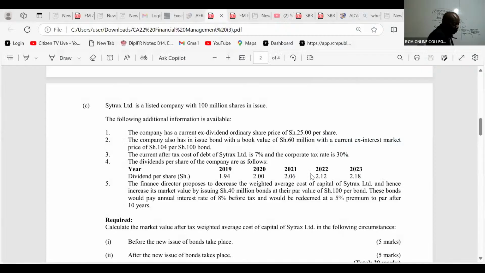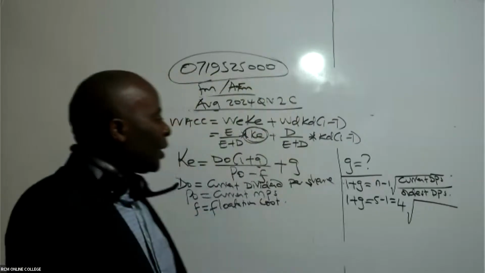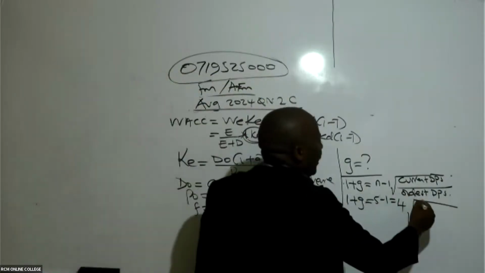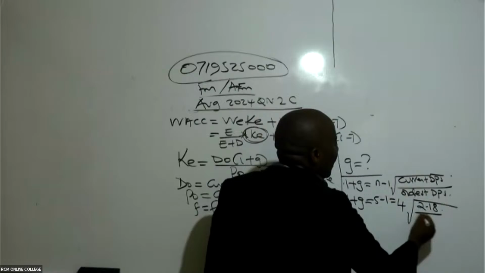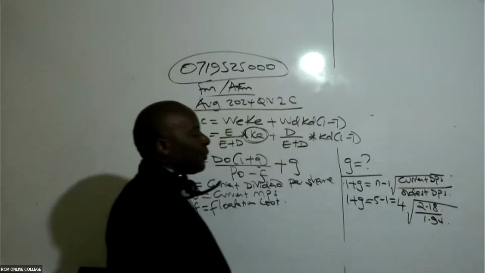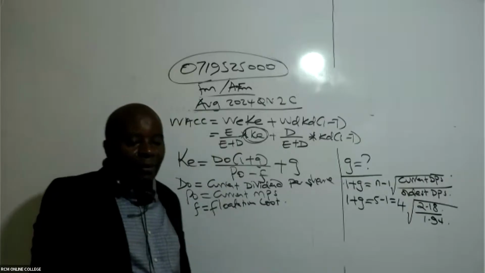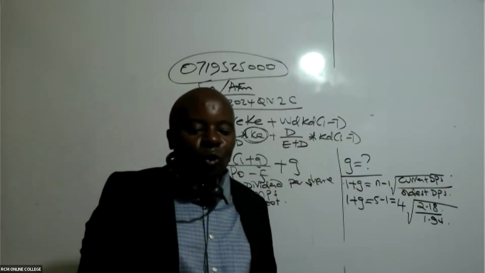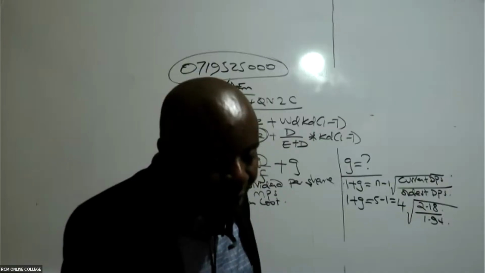It will be the fourth root of the current dividend. You look at your dividends table, you'll be able to see the current, 2023, is the most current year. The current dividend here is 2.18. The oldest is 1.94. So you take the current dividend, 2.18 divided by 1.94. Then all of us must be able to know how to compute this fourth root.